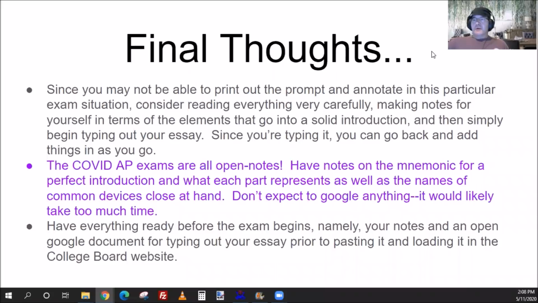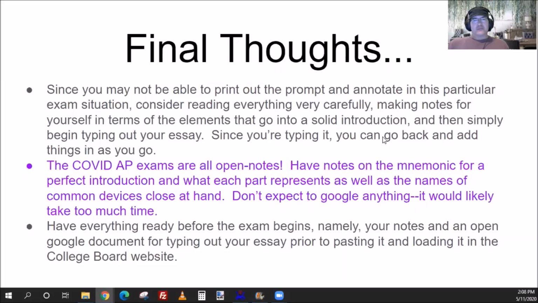Okay, I'd like to convey some final thoughts. Since you're not going to be able to, or may not be able to print out the prompt and annotate, normally we would say, okay, take the prompt, take 10 or 15 minutes to read it carefully and annotate for shifts, devices, make little notations on the prompt regarding tone and meaning and all of the things you're going to say in your essay. On this, I call it the COVID-19 exam. Because of this situation, you may not be able to annotate like that.